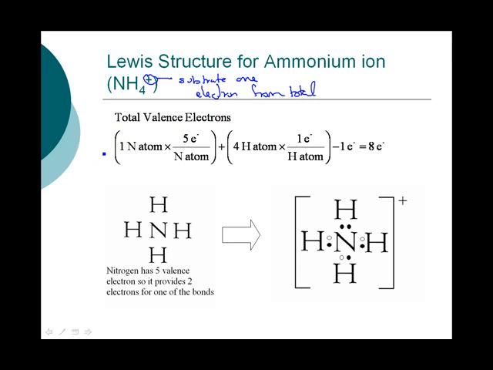And so what that means is if we take a look at our electron count, we get 5 electrons from nitrogen, we get 1 electron from each of the hydrogens, but we're going to subtract 1 electron because it's an ion with a +1 charge. And so we do the same thing. We have 8 electrons, we put in our 8 electrons.